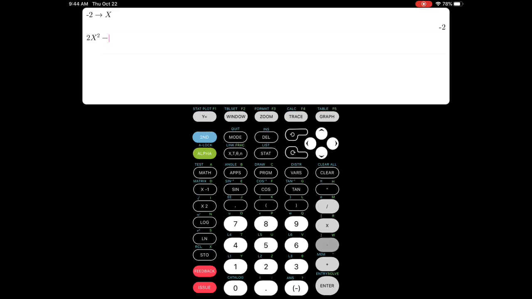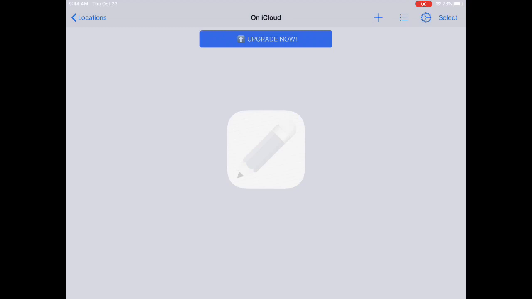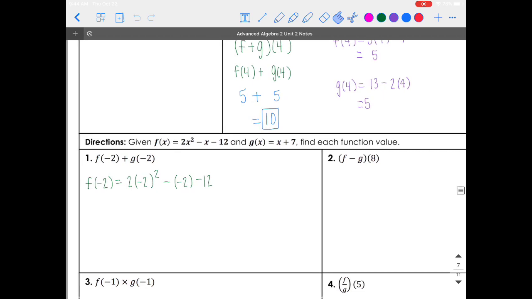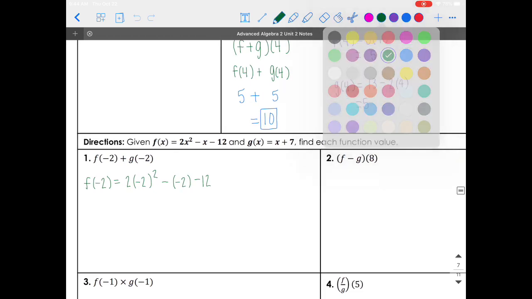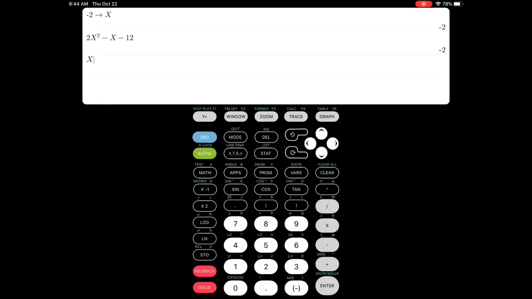So I can type in 2x squared minus x minus 12. And then you don't have to do the parentheses. It does the parentheses for you. And funny that the answer is negative 2. That makes it a little confusing, but it just happened to be that the answer is negative 2. Equals negative 2. Then I'm going to find g of negative 2.